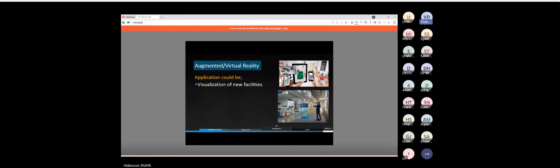Visualization of new facilities. For example, there is a development in your university. There is some construction happening, and you want to show your stakeholders how it will look. You just bring the mobile or tablet there, and it will show how it will look. So you can also do experimentation and practicals for the students.